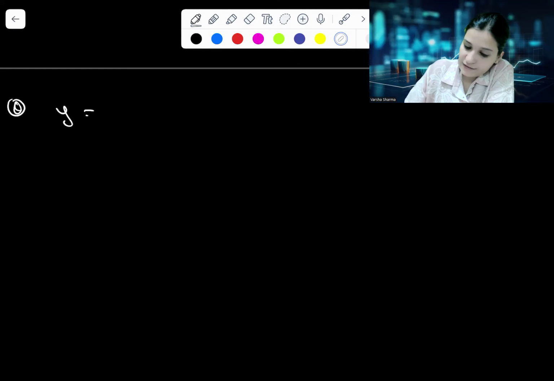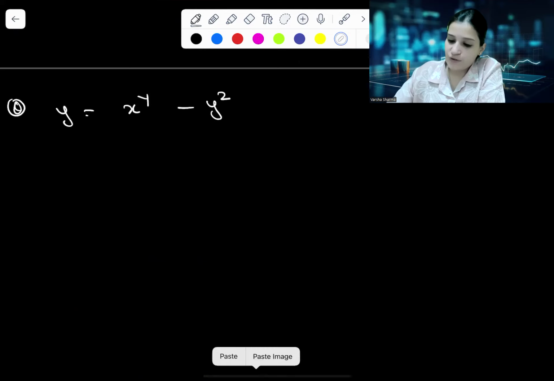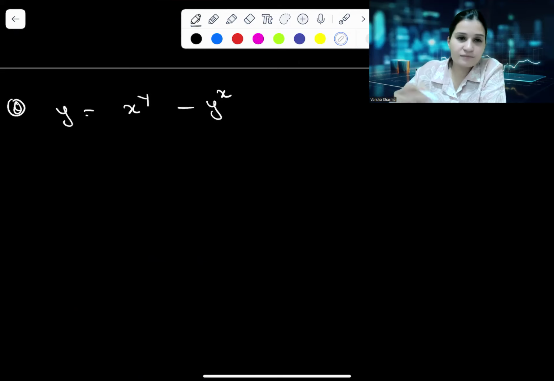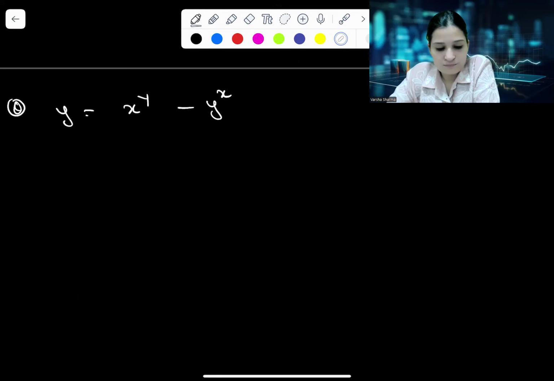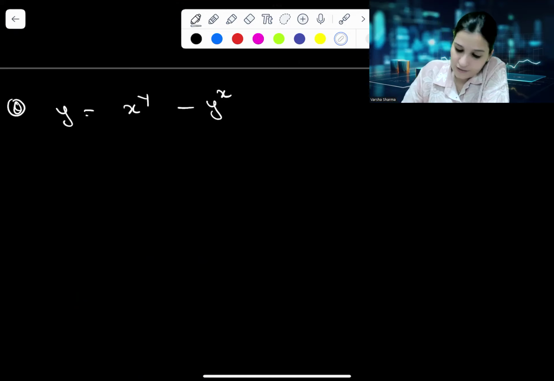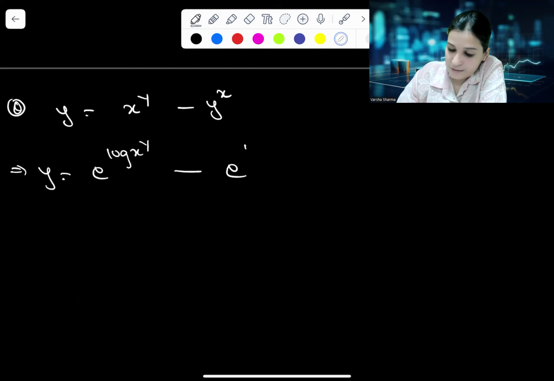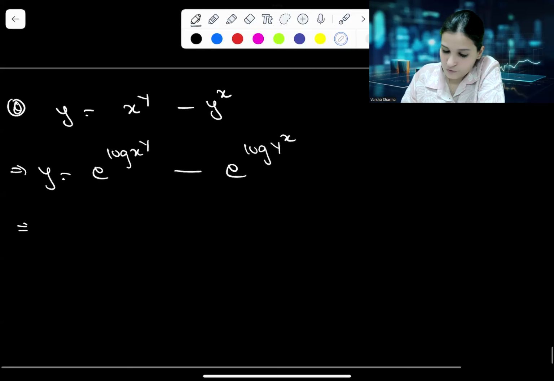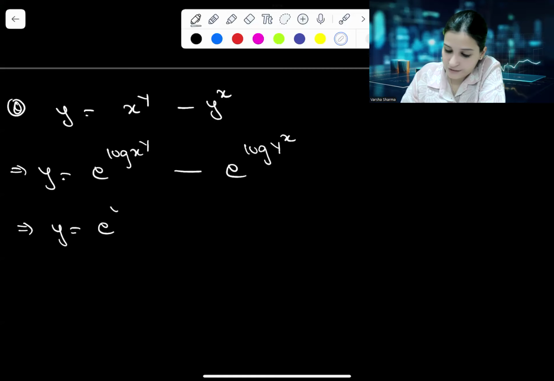Okay, suppose y is x power y minus y power x. Let's take e power log x power y minus e power log y power x. So powers come to the front of logarithm: e power y log x minus e power x log y.